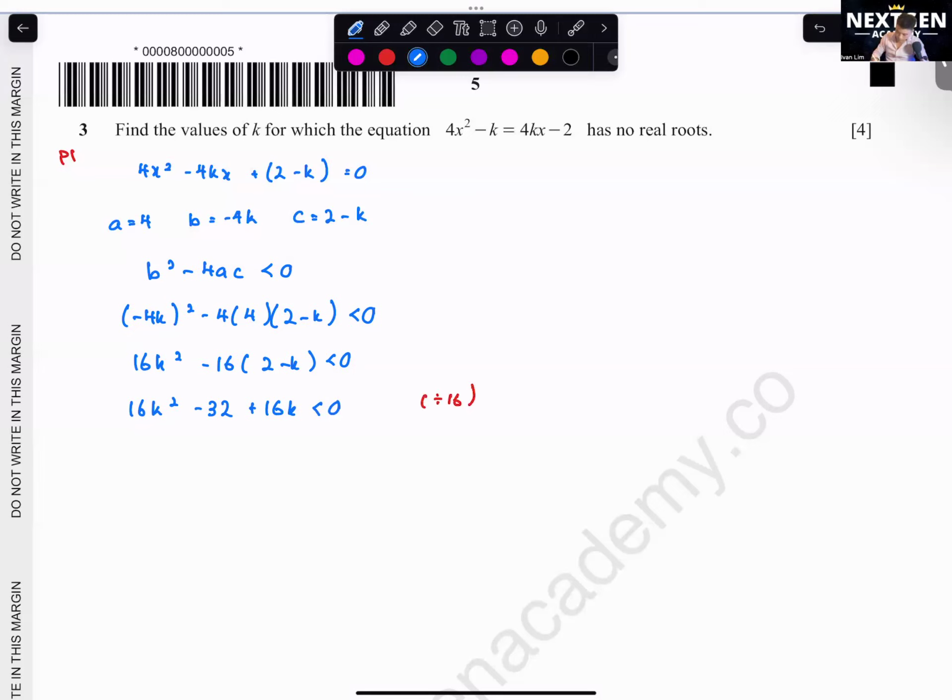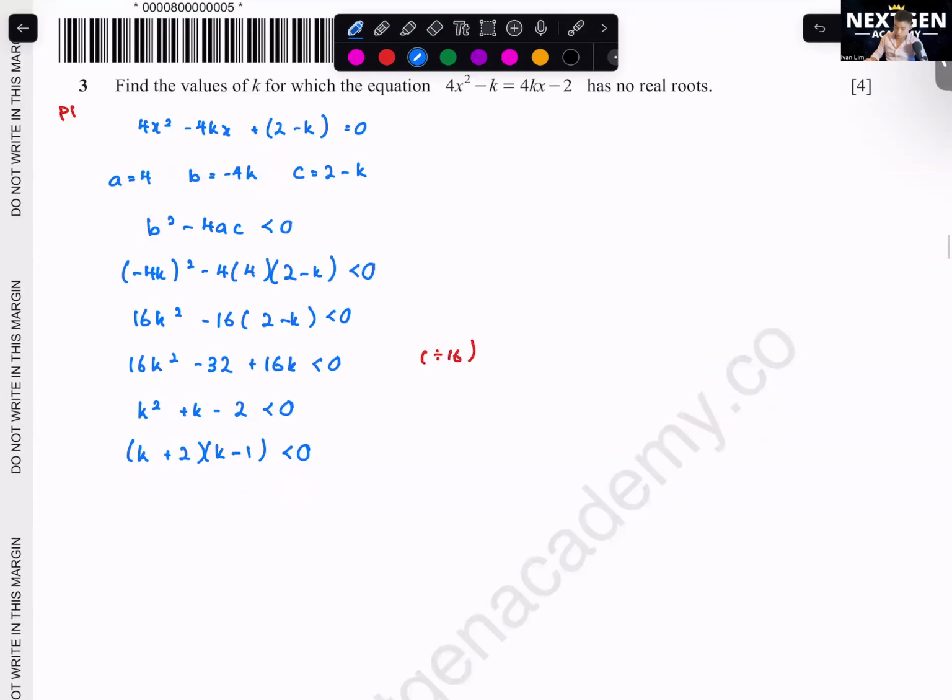This will be k squared plus k minus 2 less than 0. Okay, we'll get here k plus 2, k minus 1. These are the critical values.